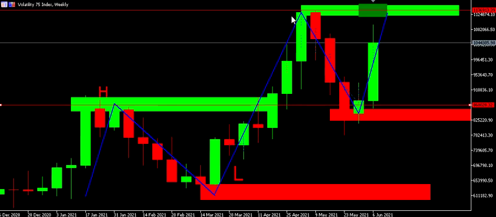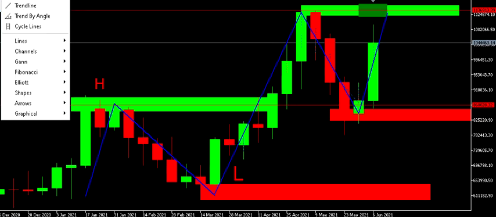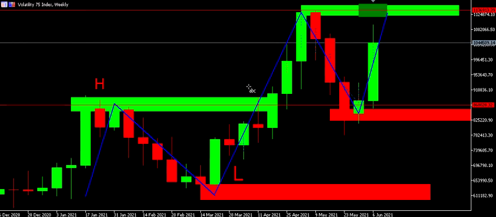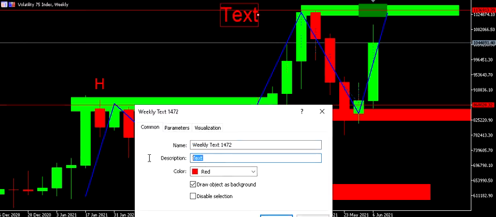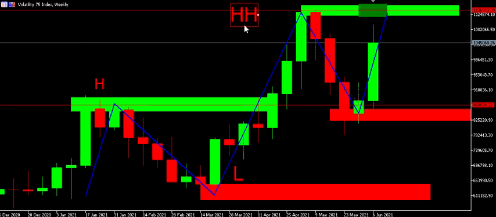We now have a higher high. The reason why we have a higher high is that this initial high has been broken. This high level was broken. When price goes up and you have a new high, you call it a higher high. Let's label it higher high. Mark it with 2H.